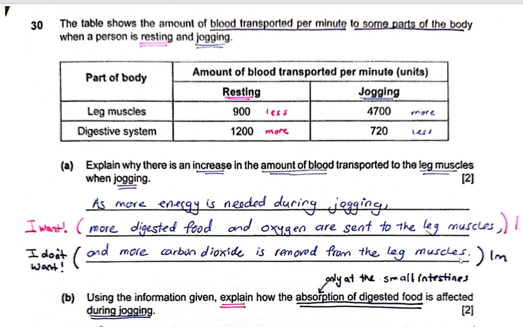Second 1 mark. Now, how do you remember this? Think of what you want, what you need, and what you don't want, what you don't need. You want digested food, oxygen. You don't want carbon dioxide.